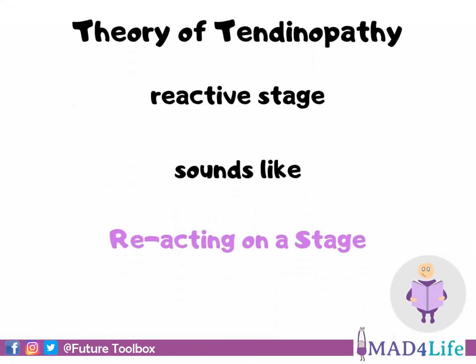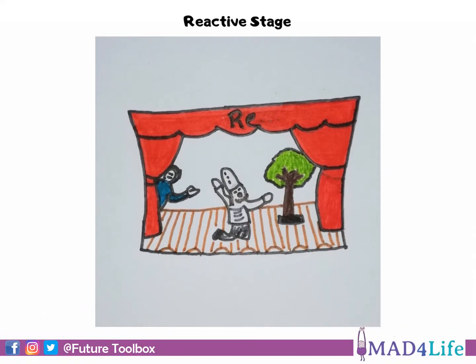The next key point is the reactive stage. And reactive sounds a little bit like reenacting, and stage is the stage that we talked about earlier that Norman's going to reenact on. And here he is in his play. So Norman reacting on stage, which gives us the reactive stage.